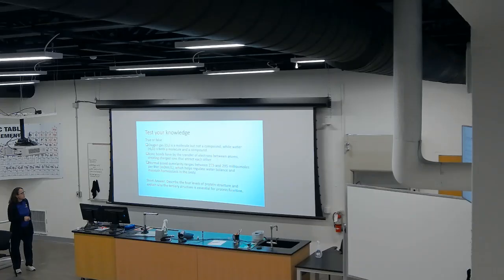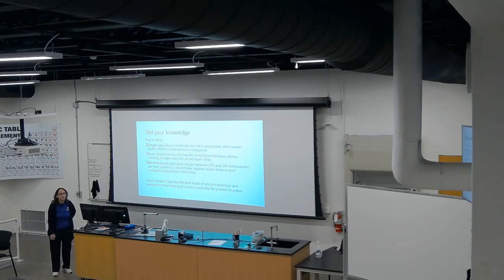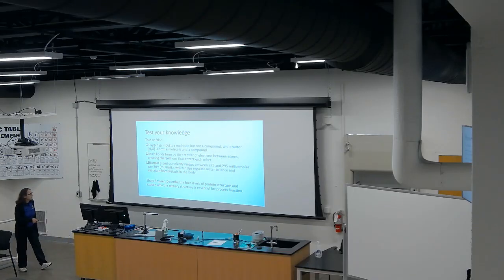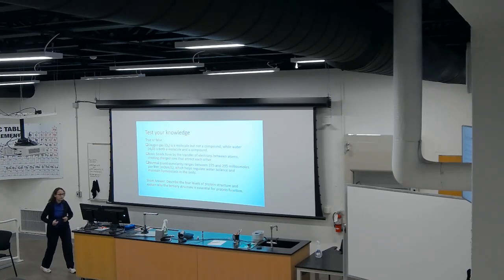Normal blood osmolarity ranges between 275 and 295 milliosmoles per liter, which helps regulate water balance and maintain homeostasis in the body. True or false? Not true nor false. Okay. Describe the 4 levels of protein. I didn't say the answer because you didn't say it, okay? But you will answer yourself. So describe the 4 levels of protein structure and explain why tertiary structure is essential for protein function.